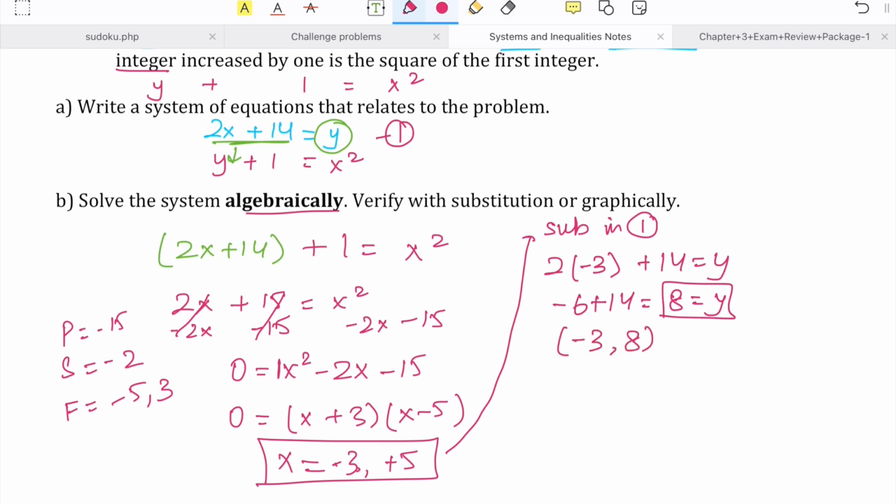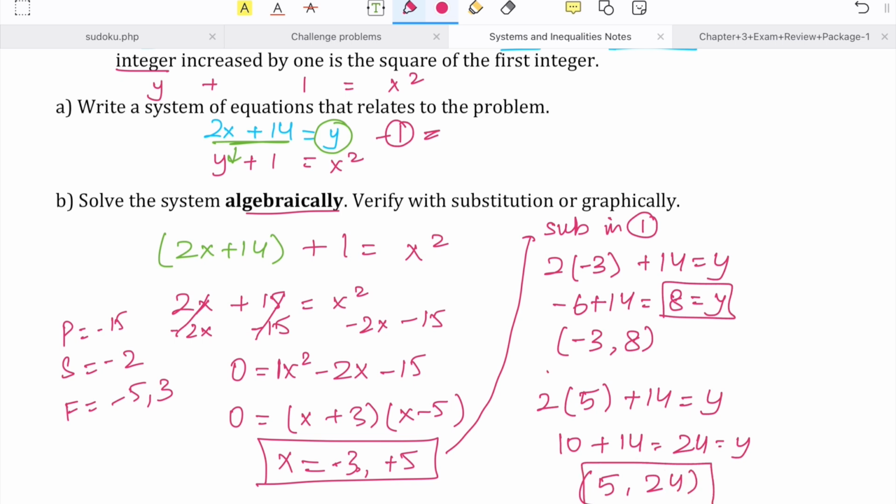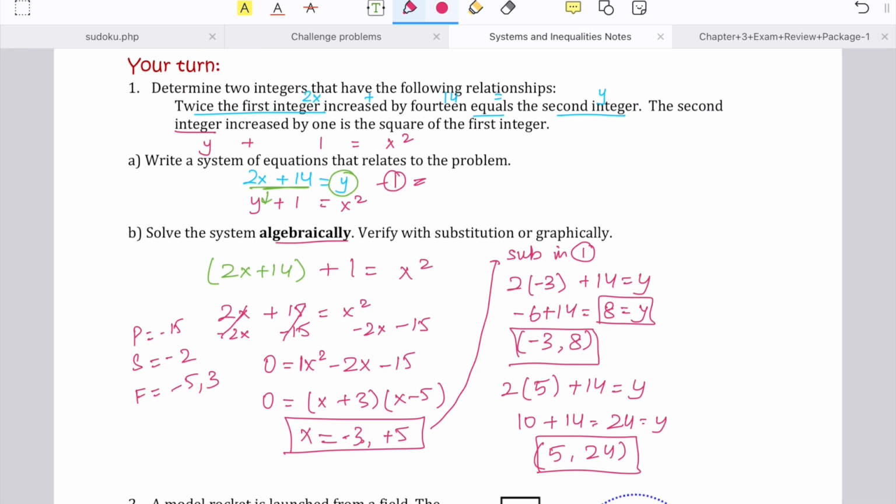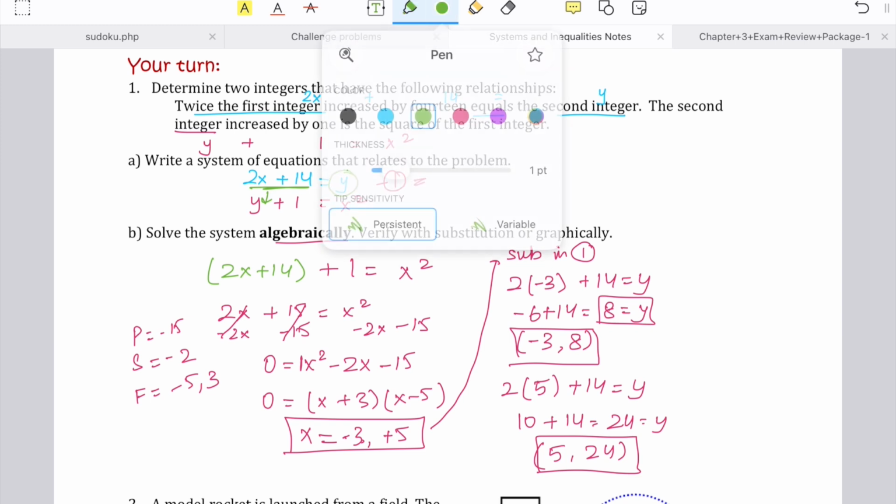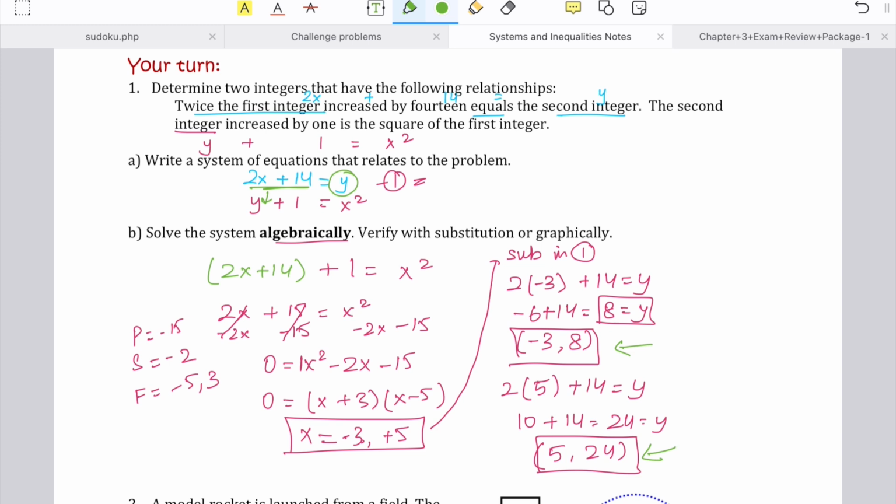And then sub in 5. So 5 plus 14... I'm just using the first equation again. So 10 plus 14 is 24 is equal to y. So my value will be 5 comma 24. So those are my two answers. And then you can verify this by subbing it in to both the equations. Because we have two answers and two equations, how many times will we have to verify this? 4 verifications.